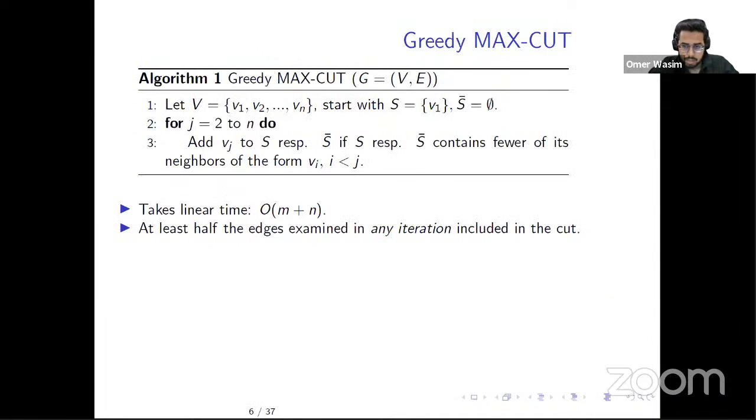The greedy max cut algorithm simply starts with an arbitrary ordering of the vertices, and it considers each vertex in that order and adds the vertex to the side of the cut which has fewer of its neighbors. This ensures that at least half of the vertex's neighbors are across the cut. So this is a linear time algorithm. It gives a cut which has at least a half fraction of all the edges in the graph.